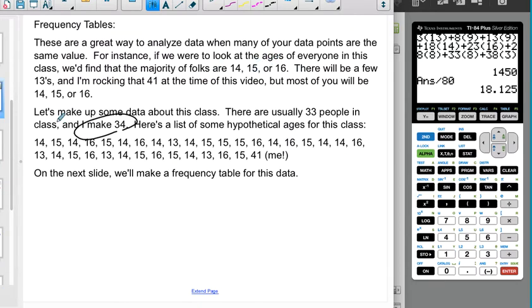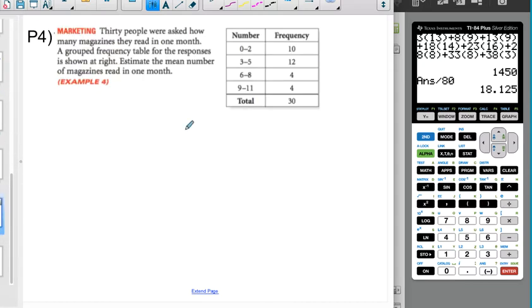Cool. So, sorry, going back. Went the wrong way. All right, there we go. All right, so the last problem we're going to do is the same concept, right? You're going to do the same thing, but you're going to estimate the mean for the number of magazines they read each month.